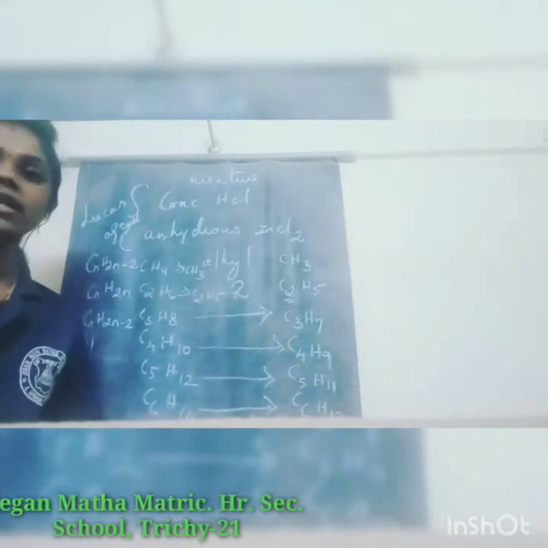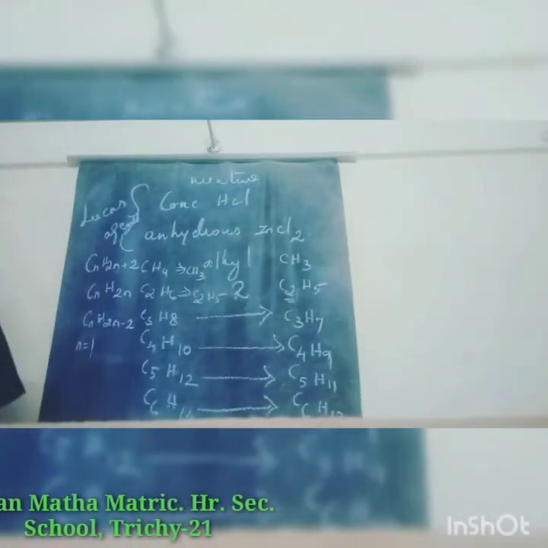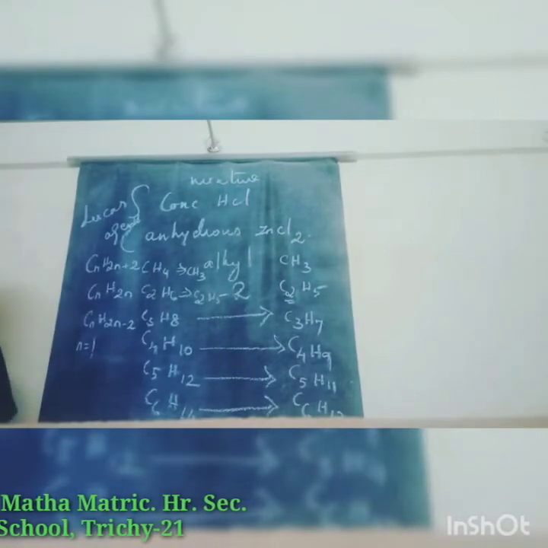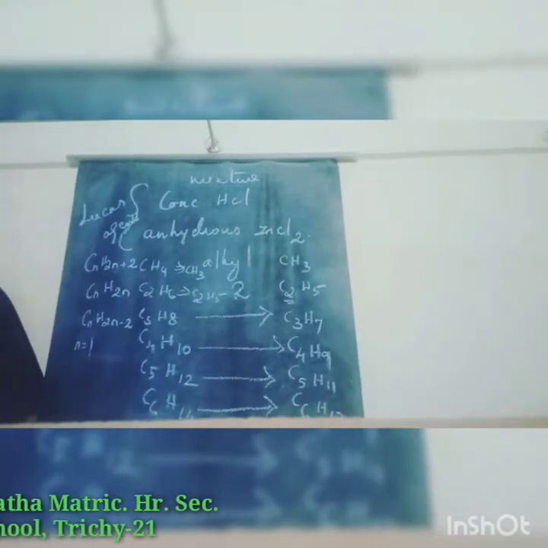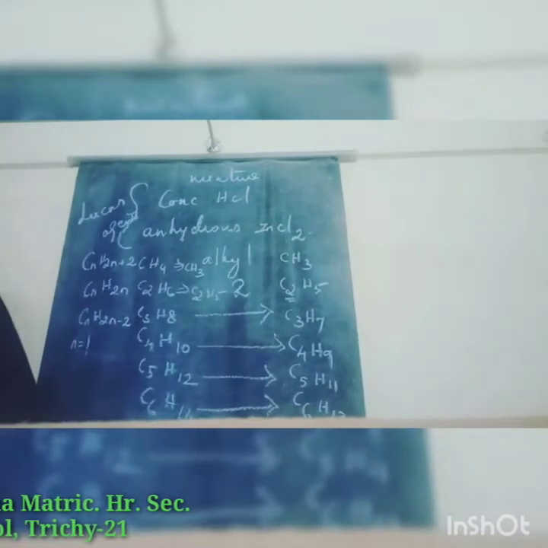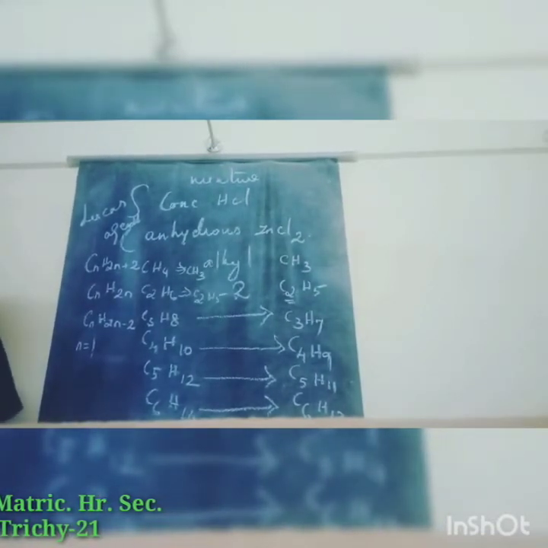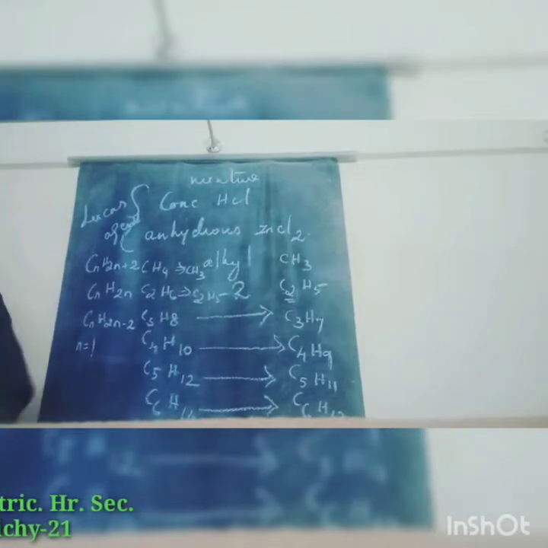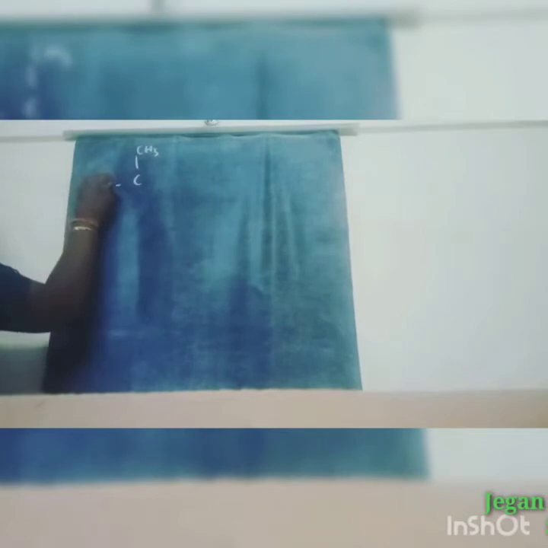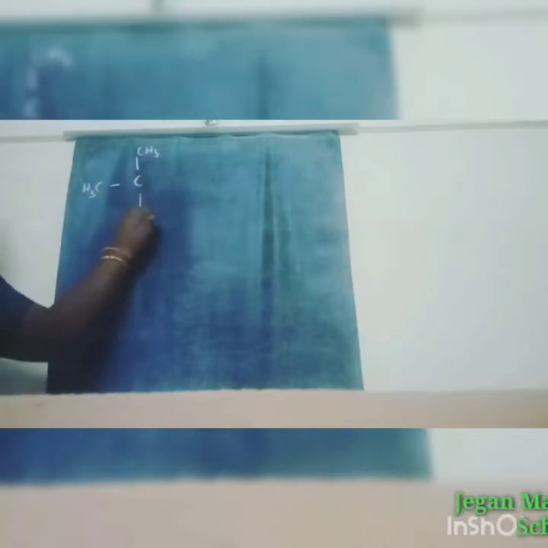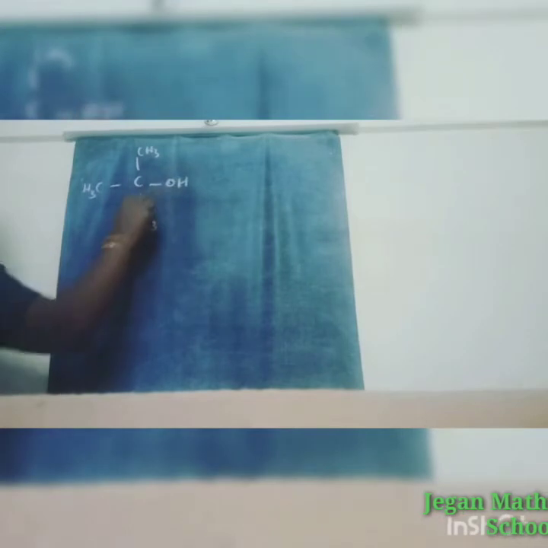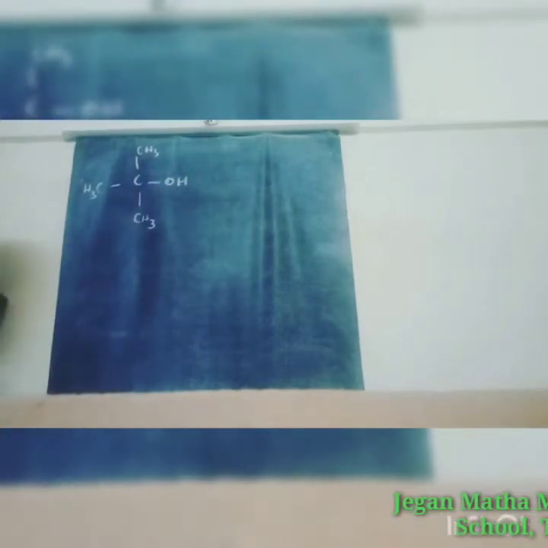Okay, and then next one, Lucas agent. So how to react tertiary alcohol, secondary alcohol, primary alcohol. In tertiary alcohol, I take 2-methylpropan-2-ol. So here around the carbon, 3 methyl groups and one alcohol group are present, which means that is a tertiary alcohol. So here carbon, CH3, CH3 and CH3, and here OH. So 3 alkyl groups are present, so that is a tertiary alcohol.